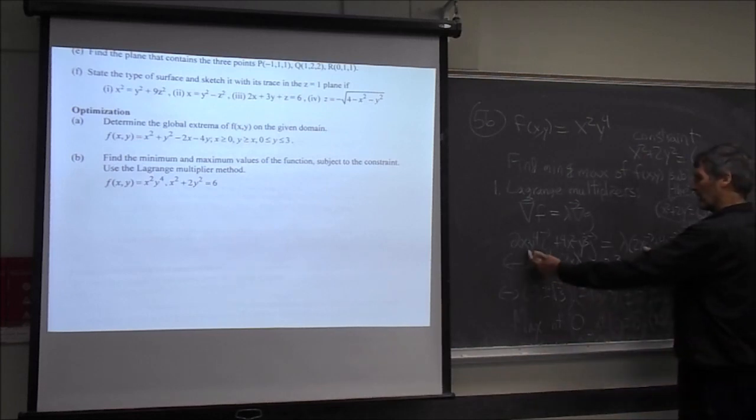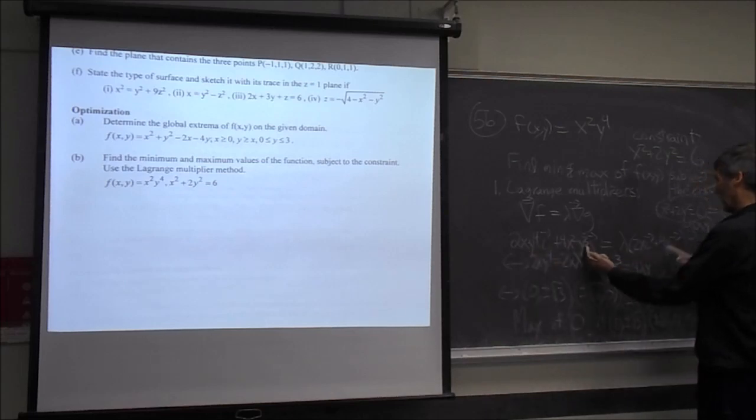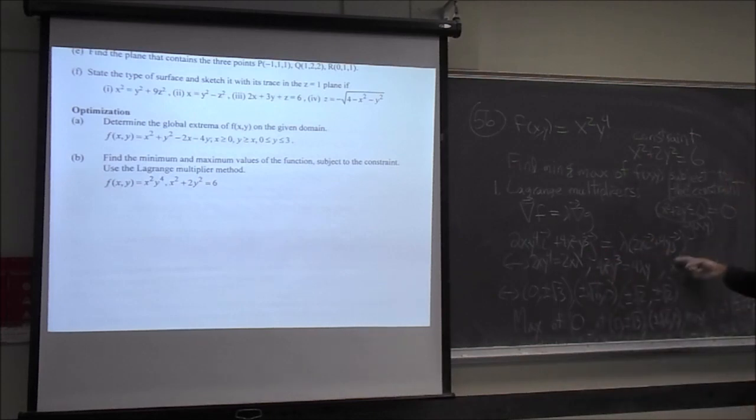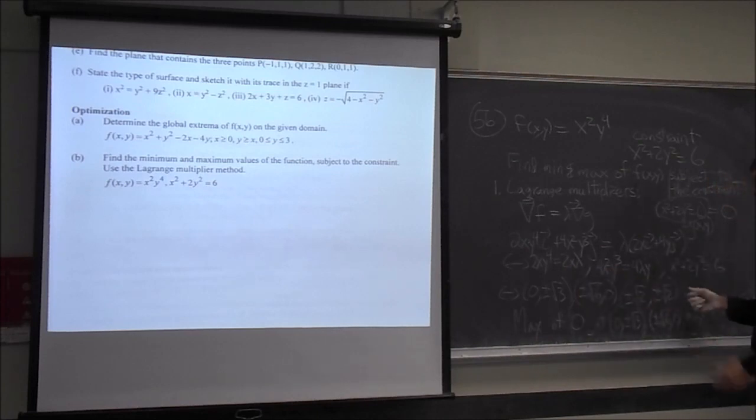And then for two vectors to be equal, their components have to match. So 2xy to the 4th has to be equal to 2x lambda. 4x squared y cubed has to be equal to 4y lambda. And we want to keep the constraint. This gives us two equations and three unknowns. Generally, it's not easy to find the solutions, and we can narrow them down a lot by also applying the constraint. Now we've got 3 equations and 3 unknowns. Let's see if we can solve them.